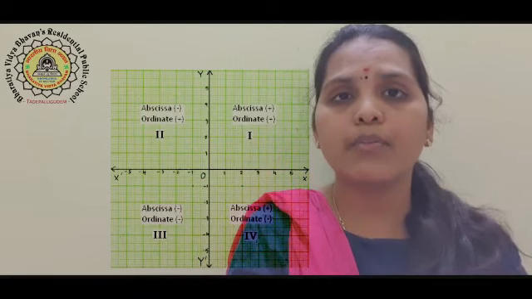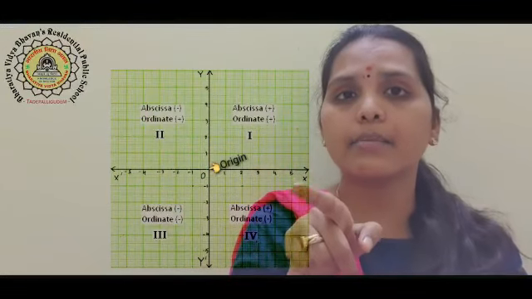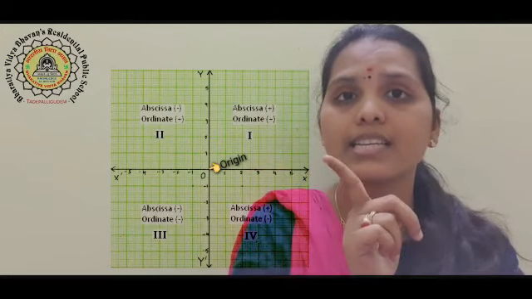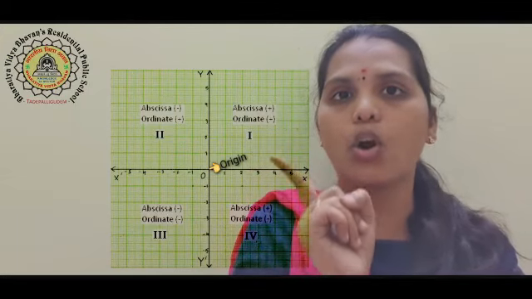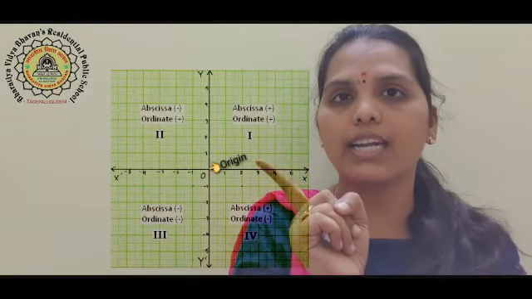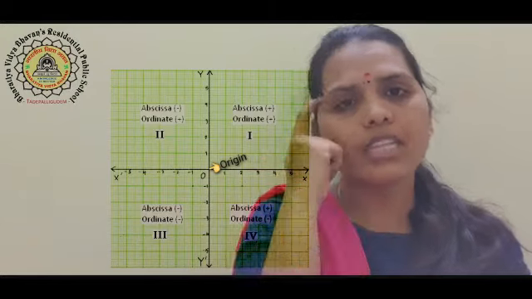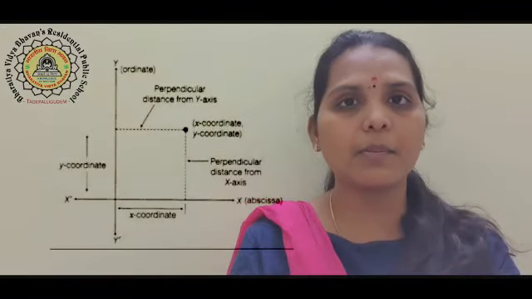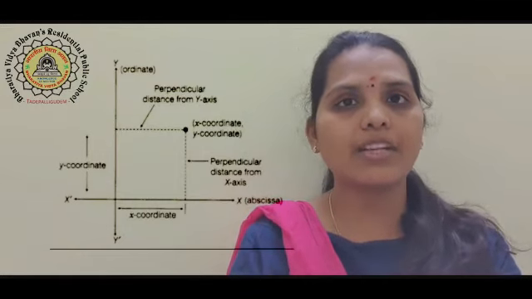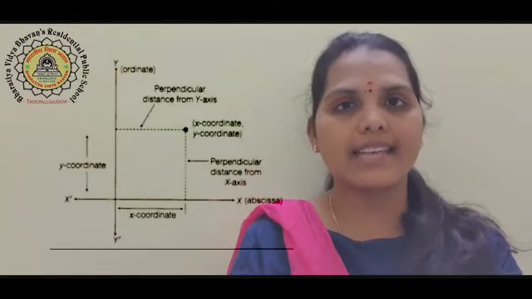Where these two axes meet each other, that is, where they cross each other, that point we will call the origin. That point is nothing but (0, 0). We will call that the origin. Next, what is this abscissa and what is this ordinate? What type of information do these give? Abscissa is the perpendicular distance from the y-axis, and ordinate is the perpendicular distance from the x-axis.